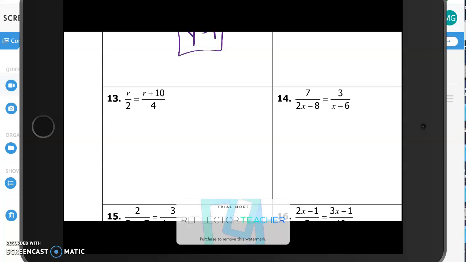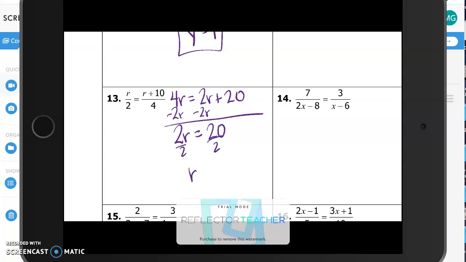Number 13. 4r is equal to 2r plus 20. So again, it doesn't matter which two you multiply together first. When I look at it, I find which one is going to give me the bigger variable, so I put that on the left. Or if I know there's only one variable on one side instead of a variable and a constant, I put that on the left as well. But again, you can choose whichever one you want to start with. Subtract 2r from both sides. 2r equals 20. Divide, r equals 10.